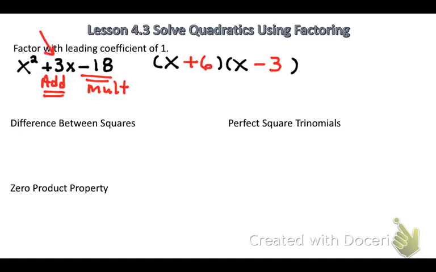Now you're going to try one. Okay, so remember, you're going to create two binomials that when multiplied together would equal x squared minus 8x minus 9.